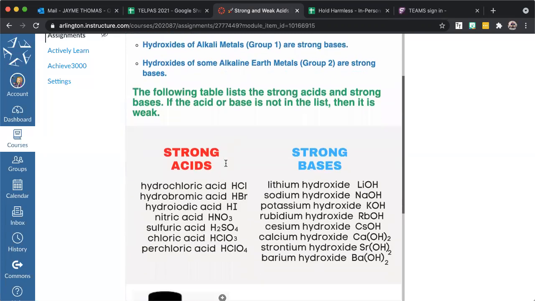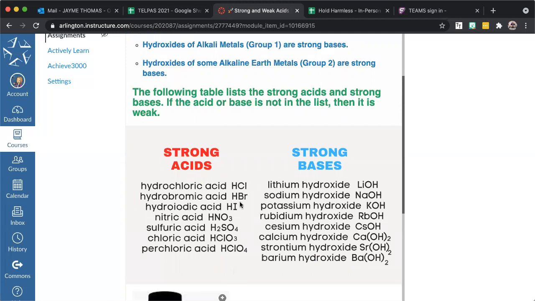So this table lists the strong acids and bases. If it's not on this list, it is weak. So the best thing to do is to memorize the ones on this list. There's 7 acids and 8 bases, I believe. And if it's not on this list, it's weak automatically. So if you remember these 15, then everything else would be weak if you were asked to identify, is this strong or weak?